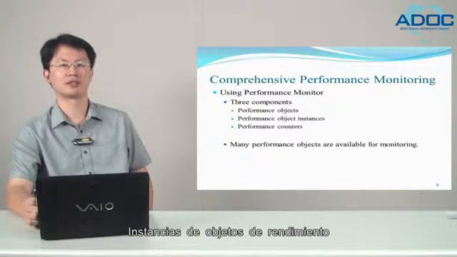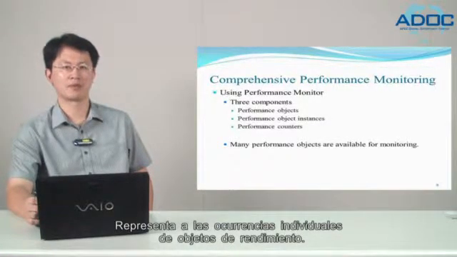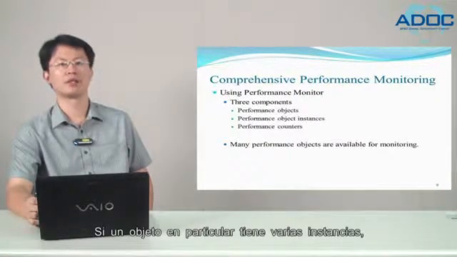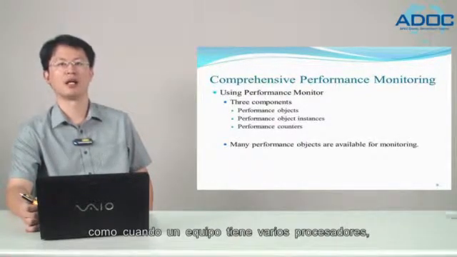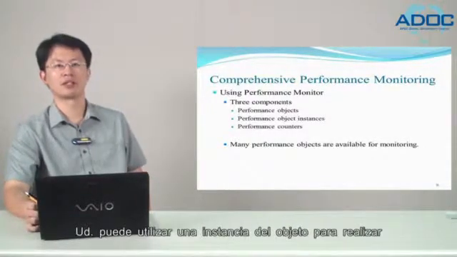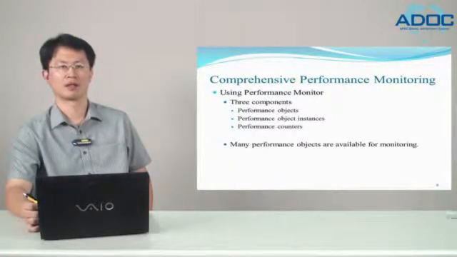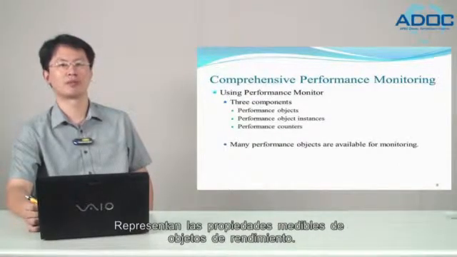Performance object instances represent a single occurrence of a performance object. If a particular object has multiple instances, such as when the computer has multiple processors, you can use an object instance to track a specific occurrence of that object. And performance counters represent measurable properties of performance objects.